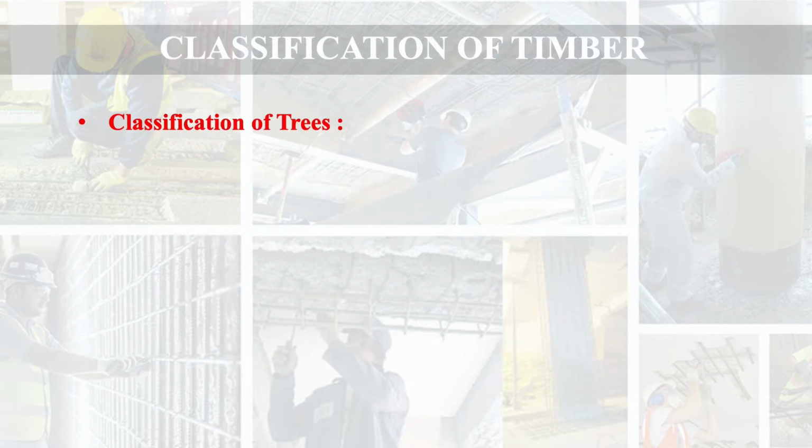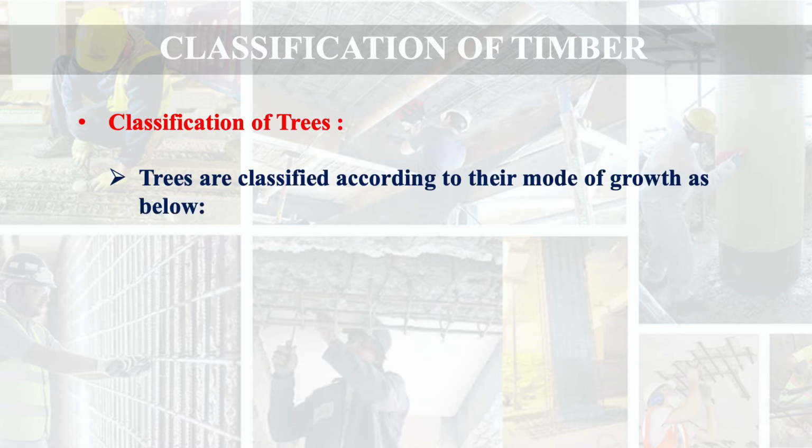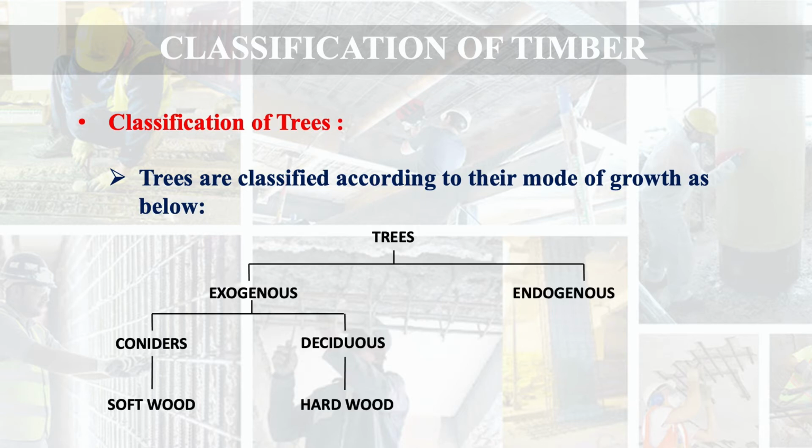So that is this. Now have a look at the classification of timber, how we classify the timber. The trees are classified according to their mode of growth, such as exogenous and endogenous trees. In exogenous, there are again subclassifications: conifers and deciduous. Conifers generally have softwood, whereas the deciduous have hardwood. So this is the classification of trees basically. So two main categories: exogenous trees and endogenous trees.